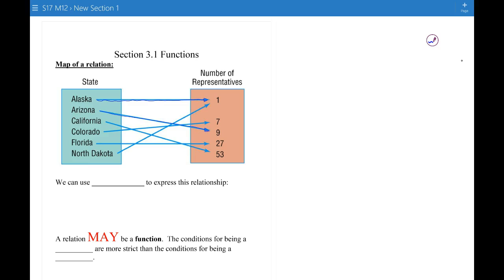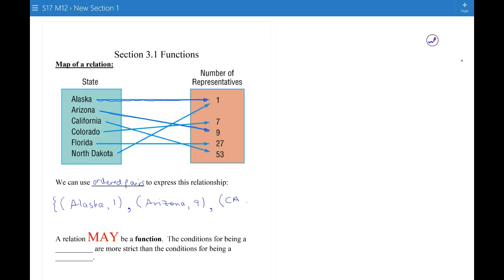So we can use ordered pairs to express this relationship, and it would look like this. You'd say the set of, in parentheses, Alaska, comma, 1. So that's the first ordered pair in the list. Then the next item in the list is Arizona, comma, 9. So that's an ordered pair that says state, comma, number of representatives.